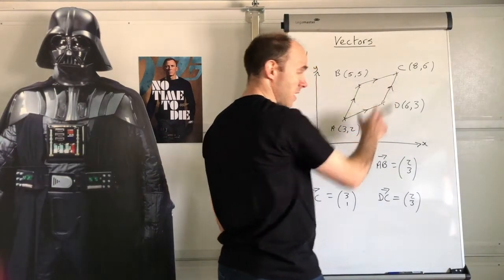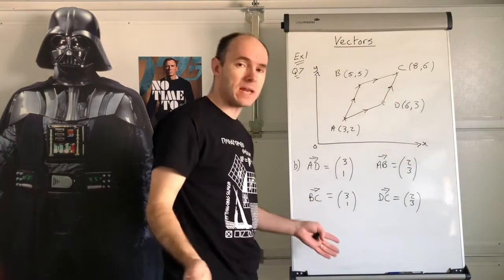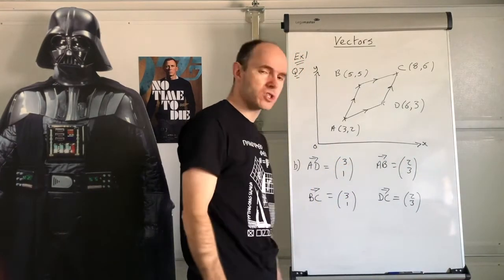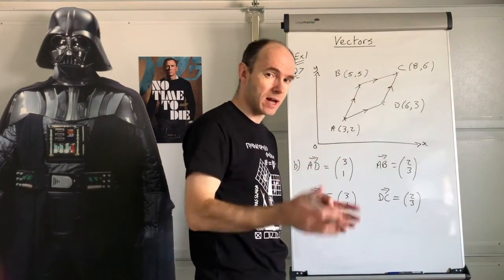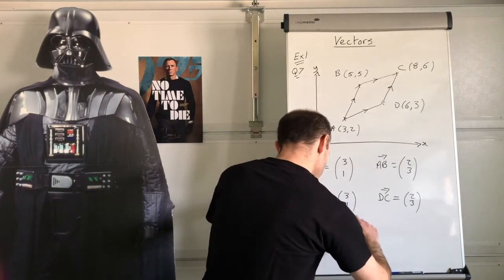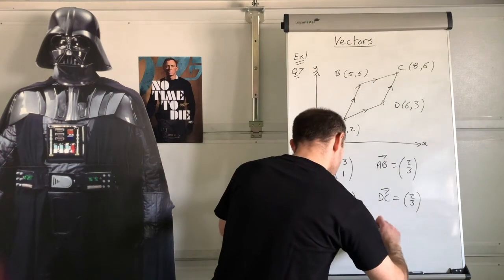You've got the opposite sides are parallel, and they're equal in length. They've got to be equal in length, because they're exactly the same vector. What shape has opposite sides that are parallel and equal in length? It is a parallelogram. Yeah, a parallelogram. There we go.